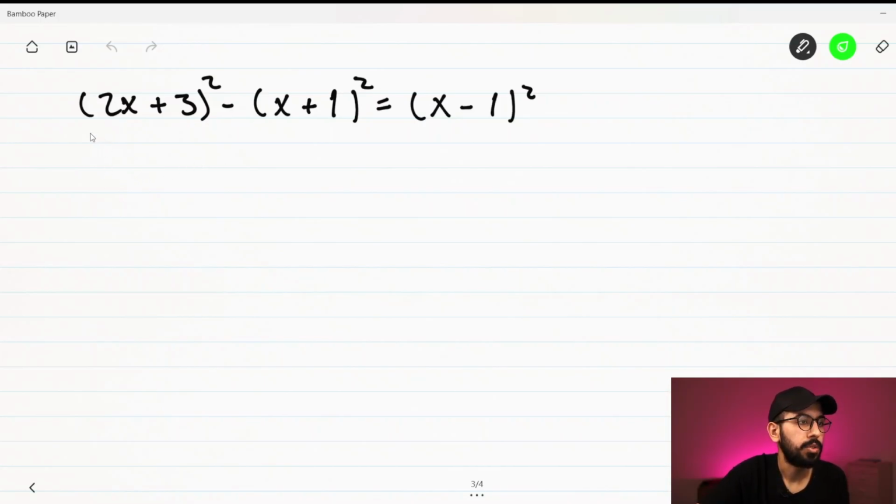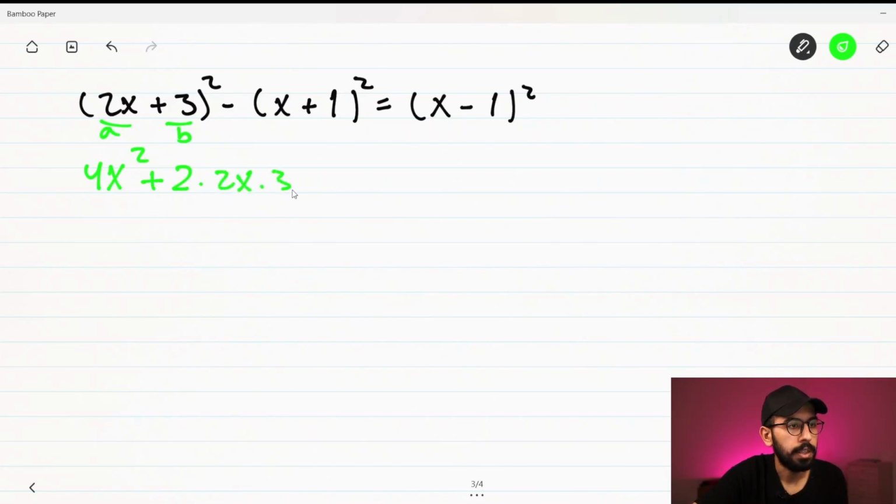If you don't know how to expand these square brackets, you can watch this video here. The first thing we need to do is to expand the first one. It is positive, so the rule says 4x squared plus 2 multiplied by the first one. This is our a and this is our b. 2x multiplied by 3 and plus 3 squared, which is 9.